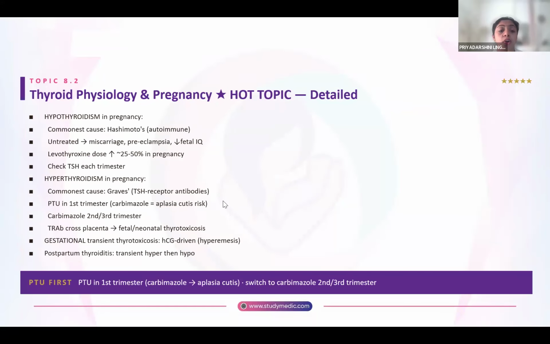So we were looking at the common disorders here. We saw hypothyroidism in pregnancy and we saw hyperthyroidism in pregnancy. So the key exam points that you have to remember here: they can ask you the most common causes. They can ask you the drugs that you use in the first trimester and second trimester. And also they can ask you about transient thyrotoxicosis. So these three are potential short notes for your exam.